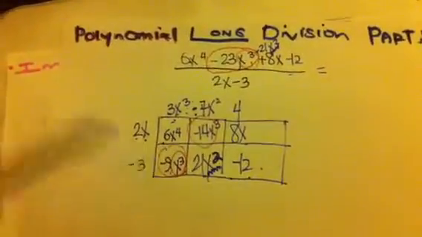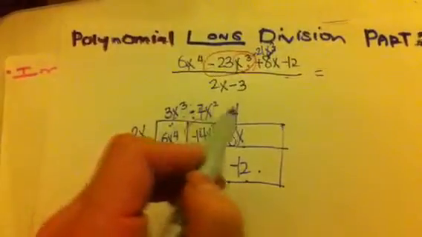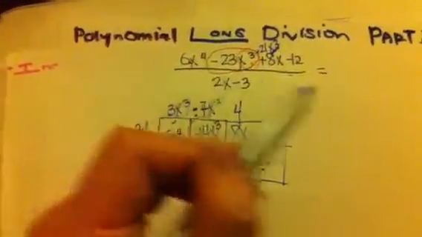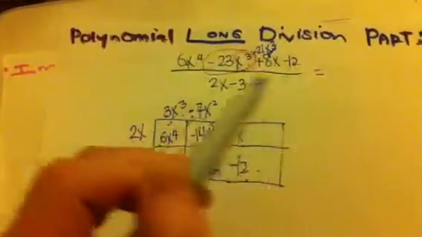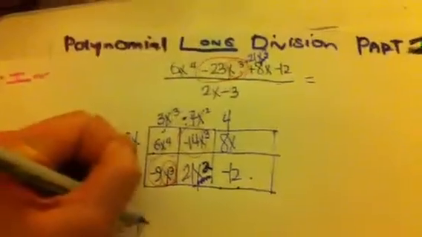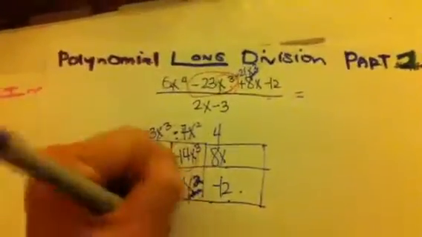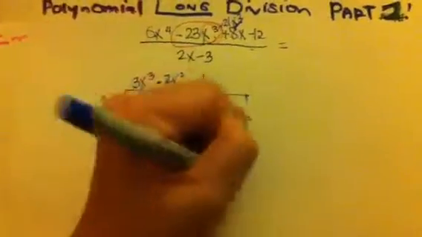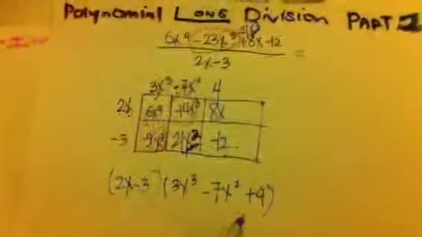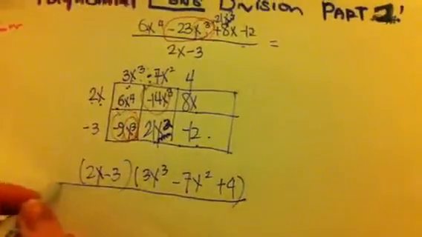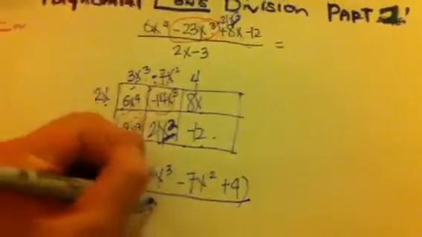So let's rewrite this now. We know that this polynomial times this polynomial gives us this long polynomial on top. Let's go ahead and write that. 2x minus 3 times 3x to the 3rd minus 7x squared plus 4 is equal to this numerator. And what are we dividing by? We're dividing by 2x minus 3.